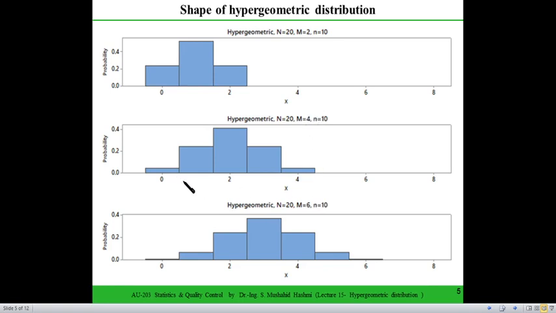Then you see the distribution is becoming spread out, and the shape in this particular case is the same as a binomial distribution, as well as a symmetric one, because when your probability is 0.5 in your binomial distribution, it is always a symmetric case. So depending upon these parameters, the shape of the distribution would be changing.